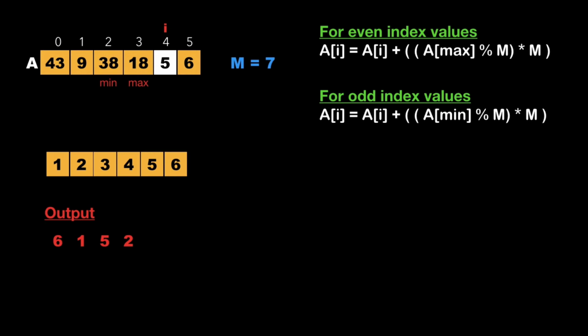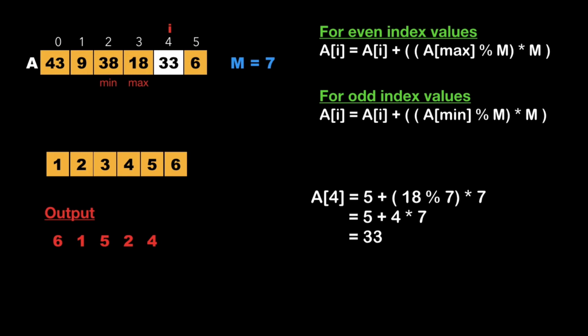So now i points to 4, which is an even number. So we calculate the value of a of 4 as 5 plus 18 mod 7 into 7. So the value of a of 4 will be 33. Let's update the contents of a of 4 and now print 33 divided by 7, which is 4. So we got 6, 1, 5, 2, 4, that is max, min, and max.